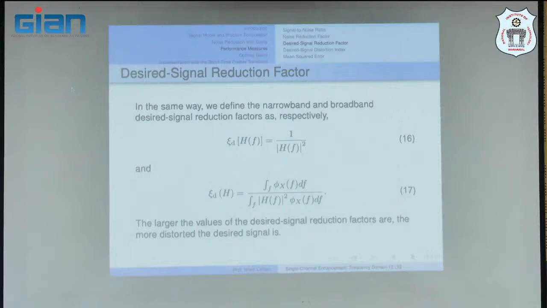Desired signal reduction factor is the ratio, this is the narrowband desired signal reduction factor, which is the variance of X divided by the variance of the filtered desired signal. So it's similar to the noise reduction factor in the narrowband, because it's just the ratio, because we use a scalar gain. But the broadband is different, because we take the total variance of the input desired signal divided by the total variance of the desired signal at the output. So we have this ratio.